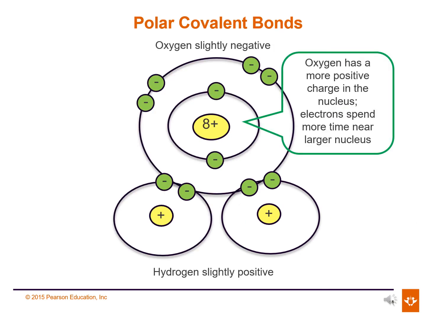Electrons are shared between the oxygen and hydrogen atoms, but what exactly makes this an unequal sharing? If we look at the nucleus of the oxygen atom, it has 8 protons. The nucleus of each of the hydrogen atoms has 1 proton. Because the oxygen atom has a more positive charge in the nucleus, the electrons spend more time near the larger or more positive nucleus. Therefore, oxygen is slightly negative due to the electrons spending more time around the nucleus of the oxygen atom as compared to the hydrogen, which is now slightly positive.